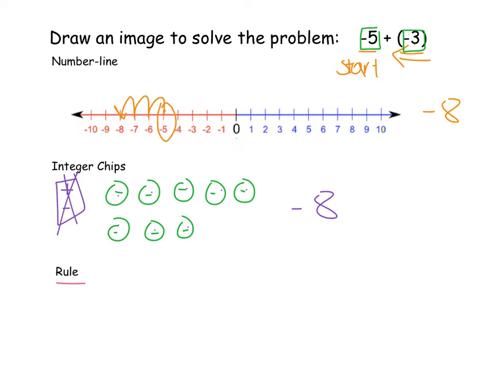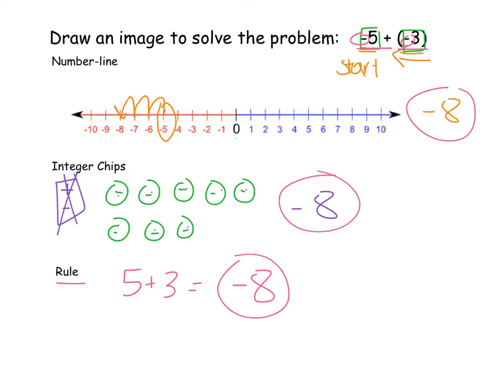And then if we use the rule, remember the rule is when they have the same sign and they're both negatives, we add our numbers. So 5 plus 3, I know is 8. And we keep the sign. Both of these numbers were negative, so my answer has to be negative. Every way we did it, we get -8.